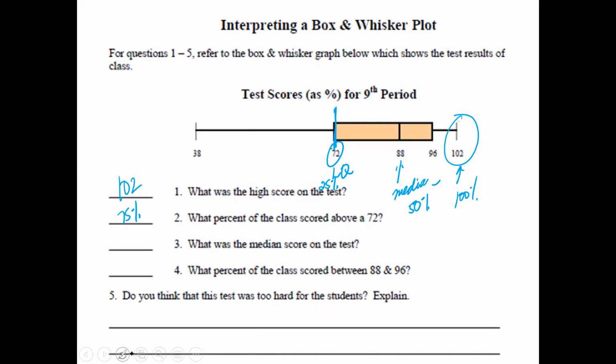What is the median of the score of the test? Well, the median is a middle number, so it's the middle of the box. So that's 88. What percentage of the class scored between 88 and 96? This part right here, you would have 25%.